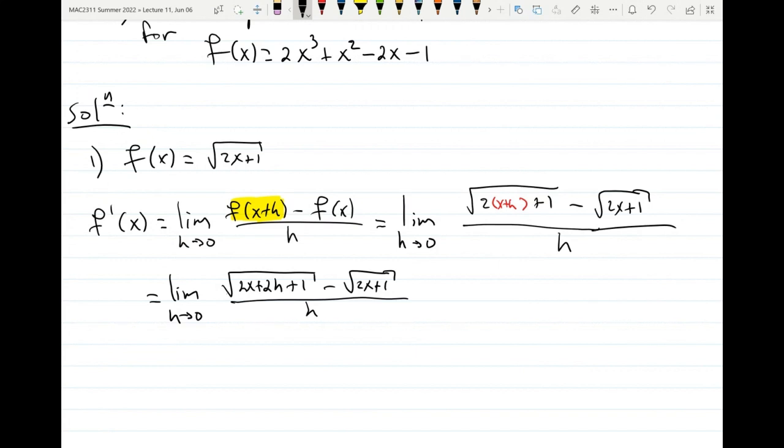What is the technique in this case? We multiply by the conjugate. The conjugate of what? Of the top, right? Which is the same thing, but with a plus instead of a minus. So I'm going to multiply top and bottom by the conjugate of the top. That's the square root of 2x plus 2h plus 1, plus the square root of 2x plus 1. So we do that in the top and the bottom.